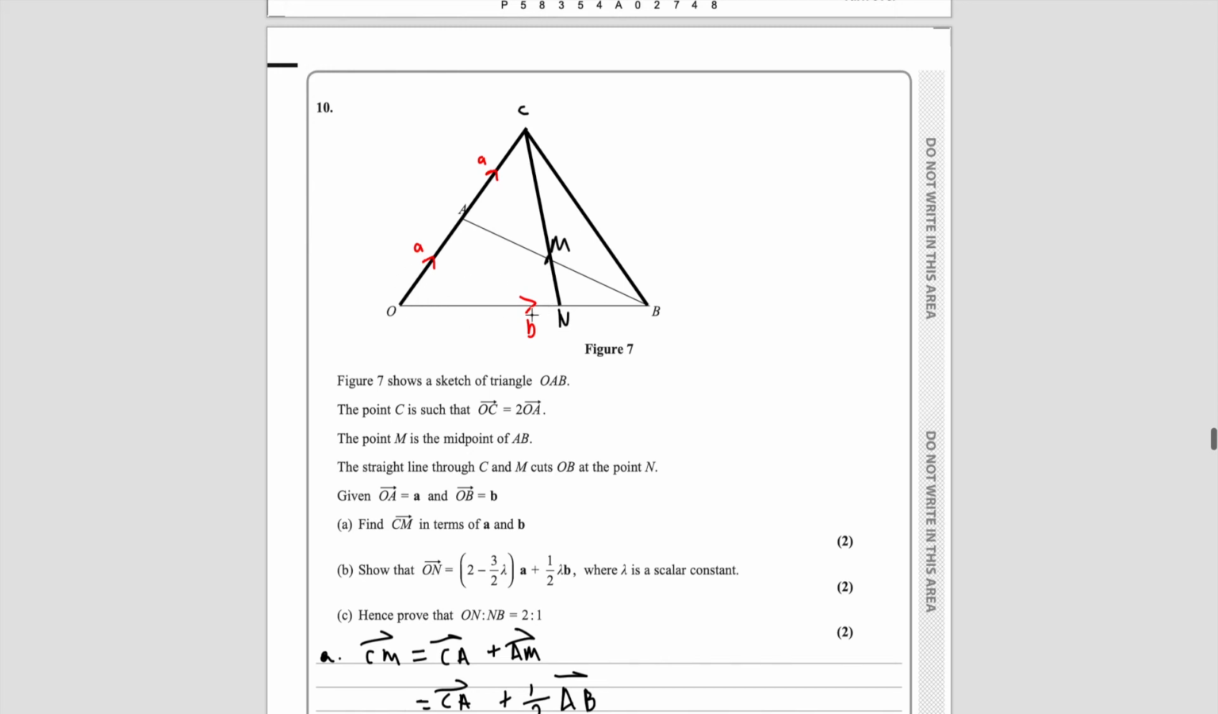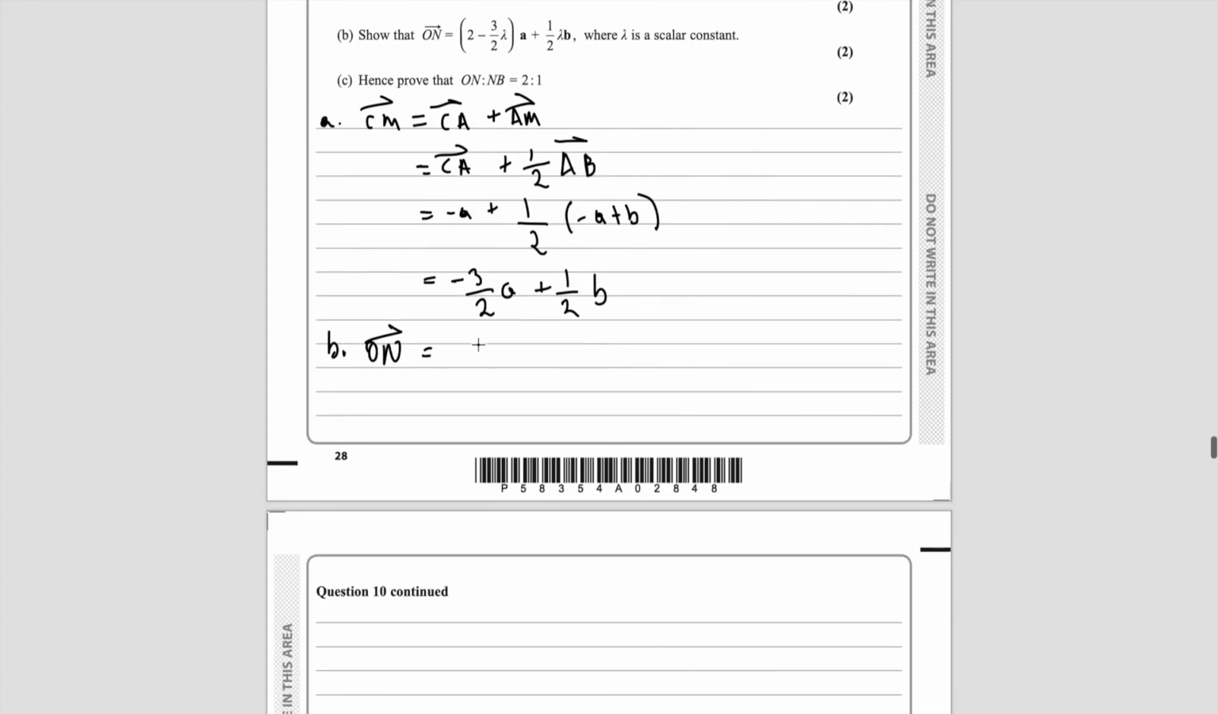So if we know that ON is equal to OC plus CN, we can apply this scalar constant in such a way that ON is equal to OC, a vector that we know as 2A, plus lambda CM. We know what CM is, we've just calculated it. Because CN is a particular multiple of CM in terms of its magnitude, we can apply that scalar constant to CM. So ON is equal to OC plus CN, and from that it's equal to OC plus lambda CM.